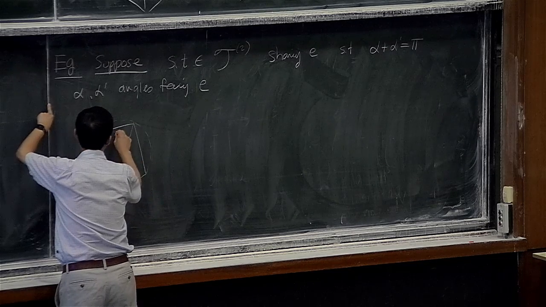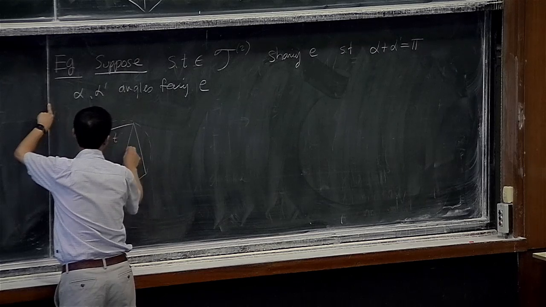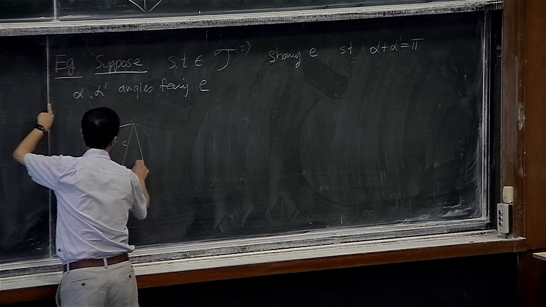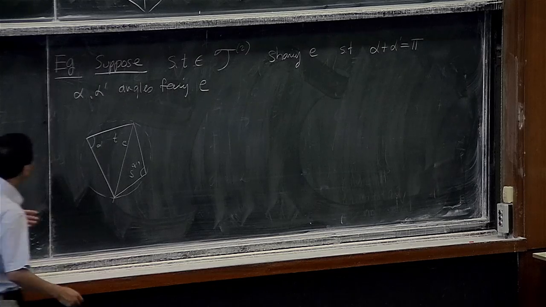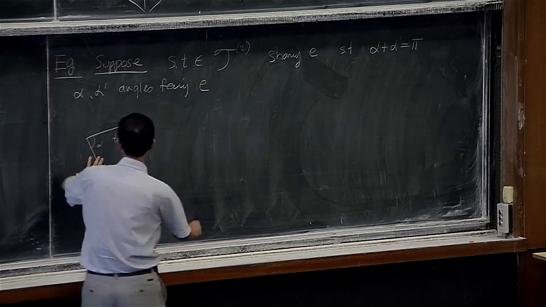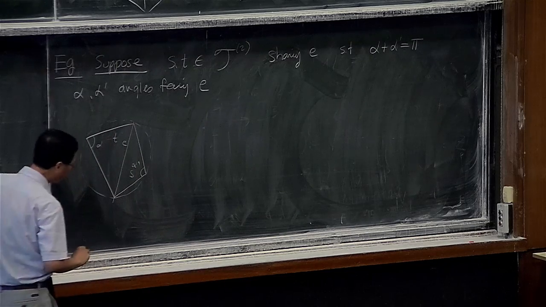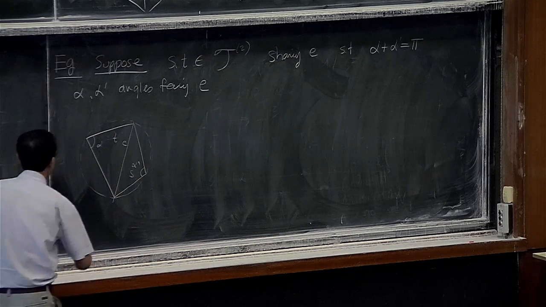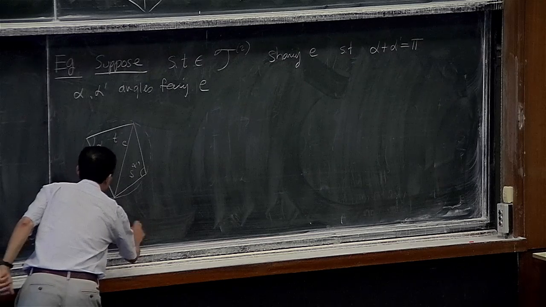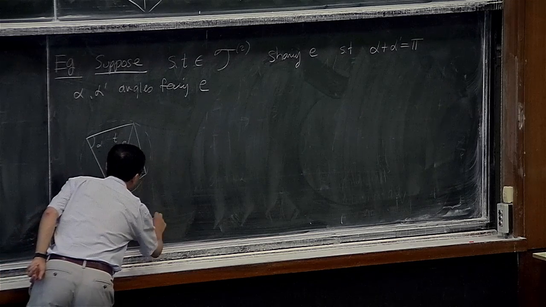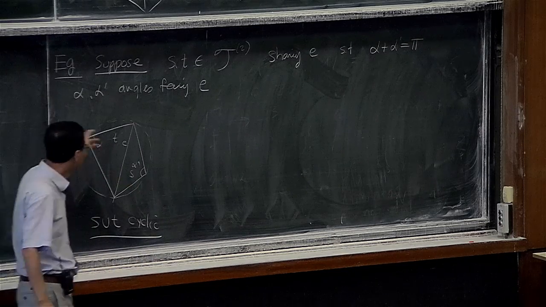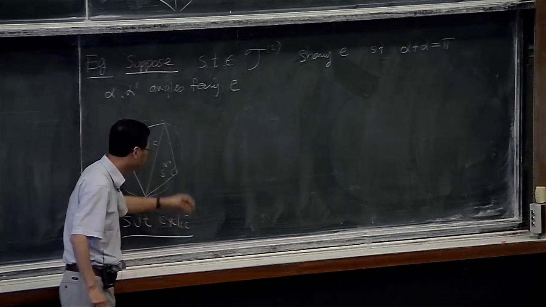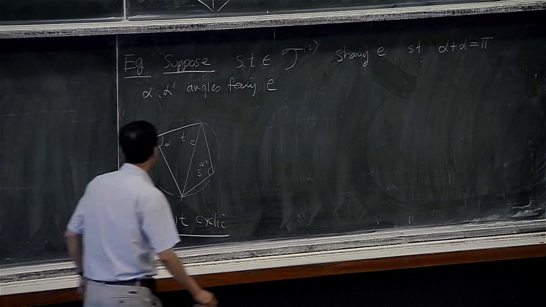So this is my S, and this is my T, and this is the edge E and alpha prime. Okay, so this is the critical moment. Suppose we are in a critical moment where the sum of the two angles is equal to pi. So the quadrilateral ST is cyclic, namely, it's inscribed in a circle. A quad is inscribed in a circle if and only if the sum of the two angles is equal to pi. And now you do a flip.